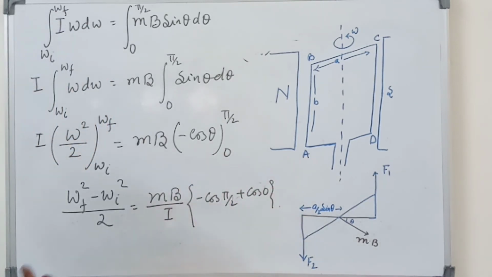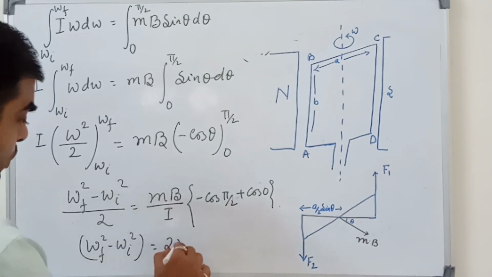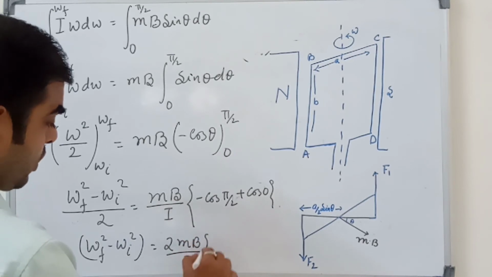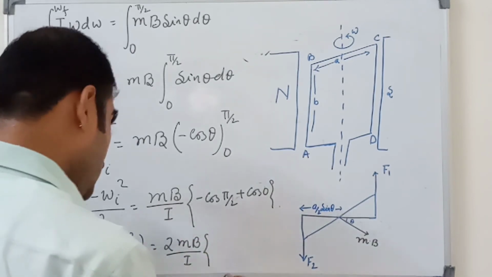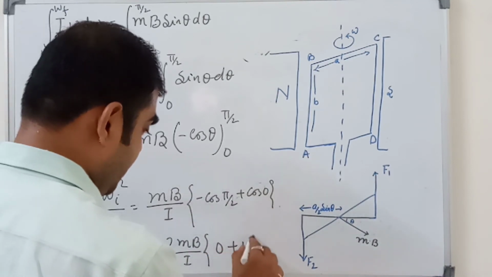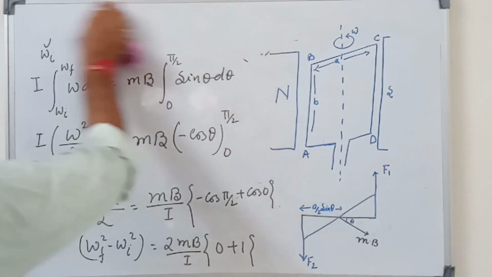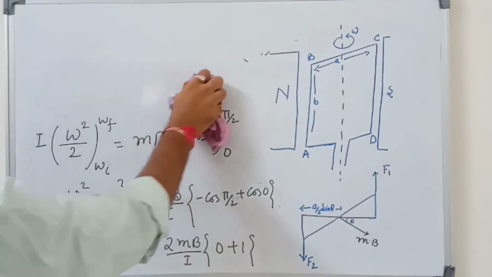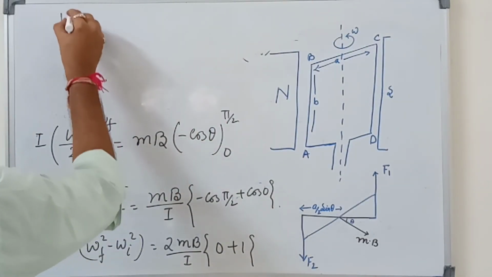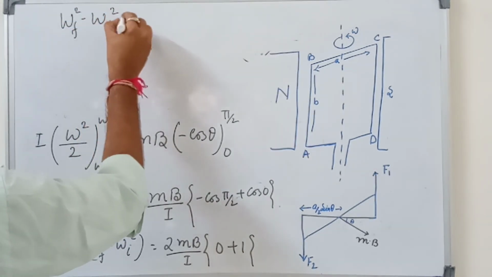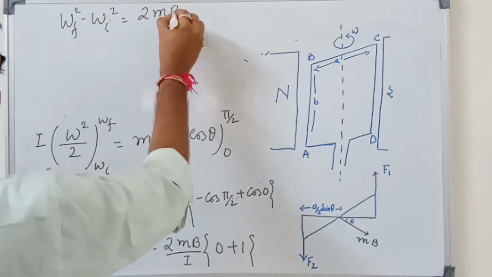Okay, so now ωf² minus ωi² is equal to 2mB upon I, and cos 90 is equal to 0, and cos 0 is equal to 1. So 0 plus 1. Write down. Suppose initial angular frequency is 0. Second case we create: ωf² minus ωi² is equal to 2mB upon I.